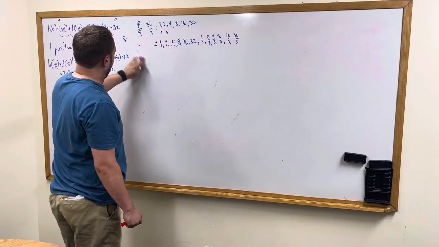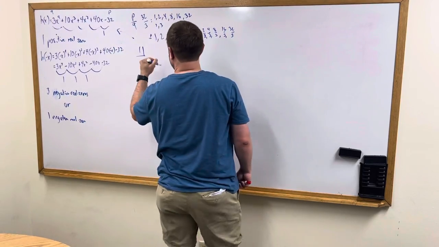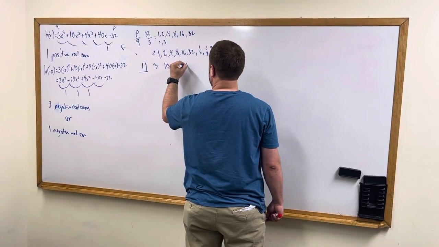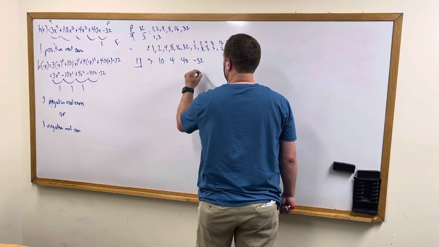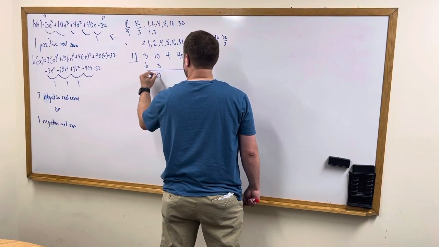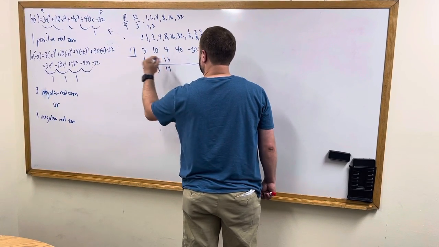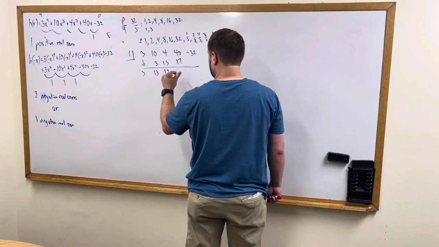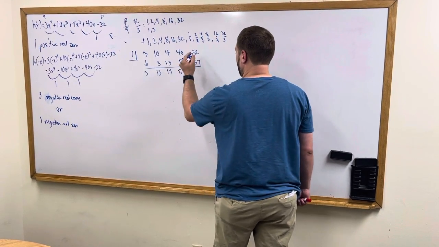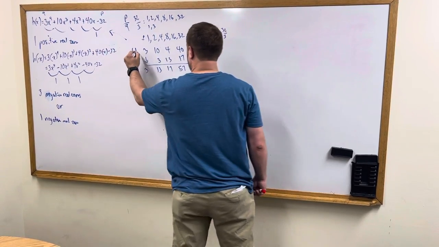So we'll start off with 1, because that's usually the easiest one to go with. We'll go with positive 1, and then we'll plug each one back in. So we have 3, positive 10, 4, 40, and negative 32. We'll bring down the 3. 3 times 1 is 3. Add that, 13. 13 times 1 is 13. Add that is 17. 17 times 1 is 17. 40 plus 17 is 57. And then we'll do that times 1, 57. And that doesn't equal 0. We're looking for a remainder of 0.